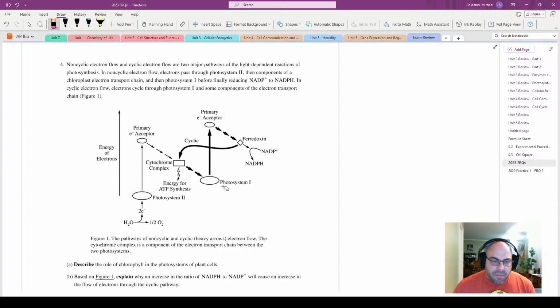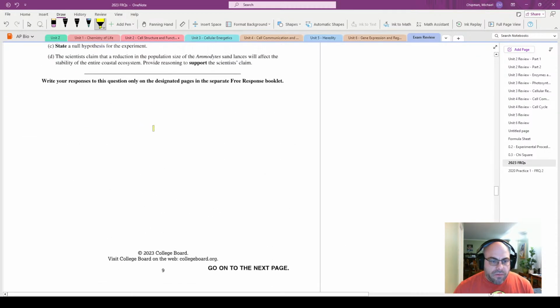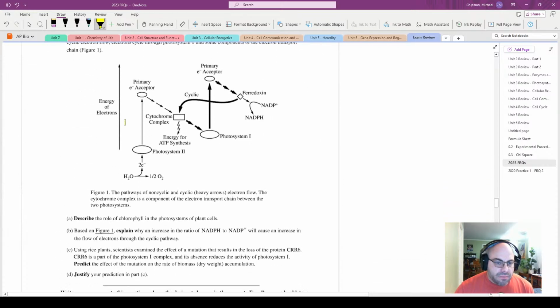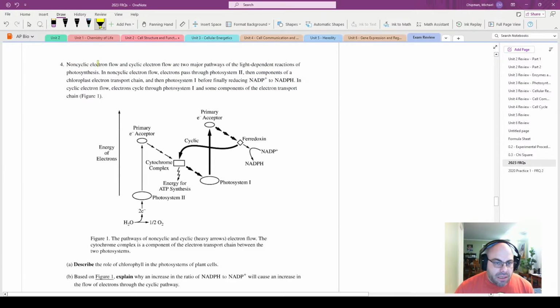But here's an example of something that kind of freaks people out when they see it. Non-cyclic electron flow for B. Sorry. Yeah, that's probably correct for that. Honestly, I haven't really thought about it, but yeah, it probably is. Serve as a baseline for the measuring. Non-cyclic electron flow and cyclic electron flow are two major, and then it talks about non-cyclic electron flow.